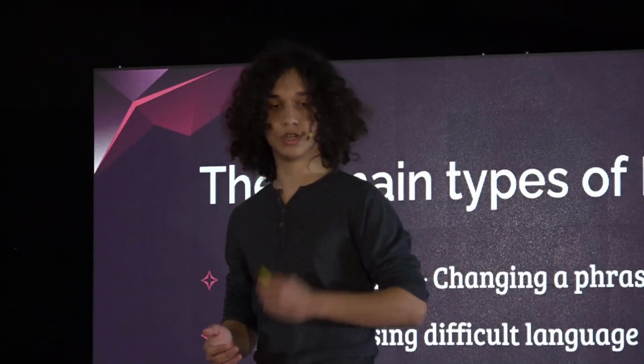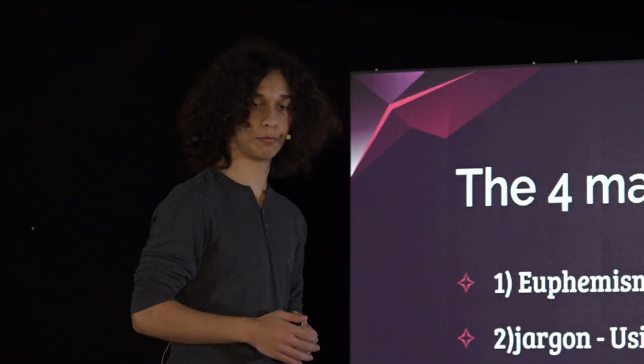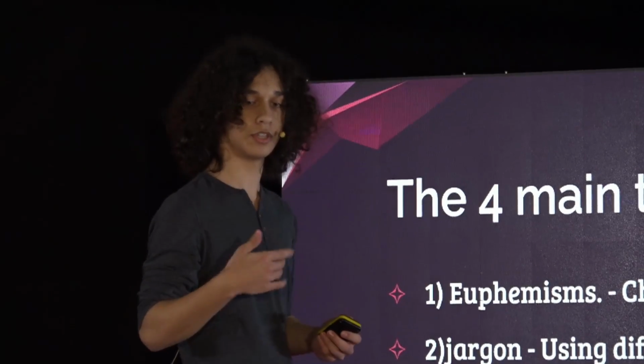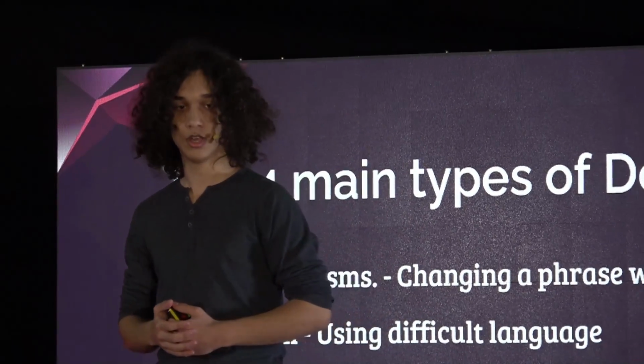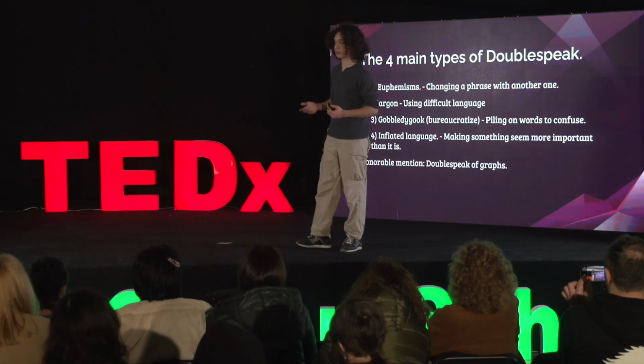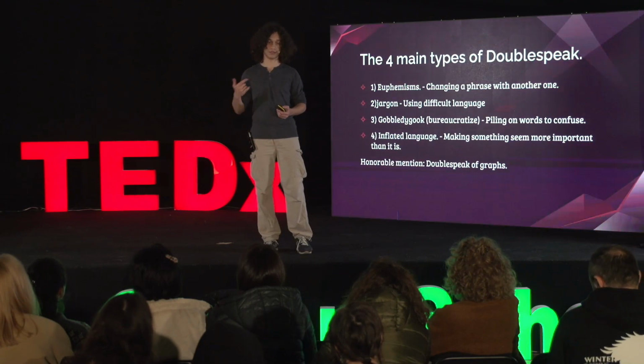In the book, William Lutz categorized doublespeak into four main elements: euphemisms, jargon, gobbledygook or bureaucratese, and inflated language, and my favorite fifth subcategory, which wasn't said in the book, the doublespeak of graphs. And let's start from the type of doublespeak which is most prevalent in politics, euphemisms. Euphemisms refer to the type of doublespeak where you change a phrase to say the same exact thing, but make the listener perceive it differently.